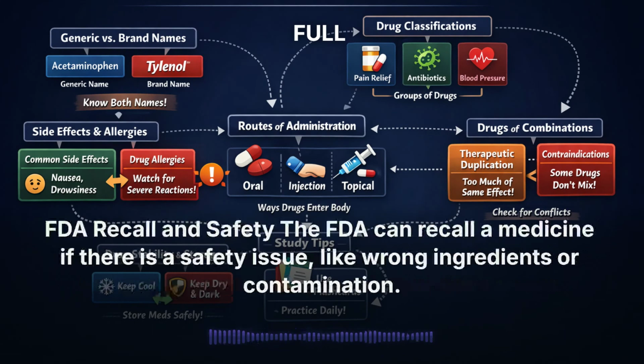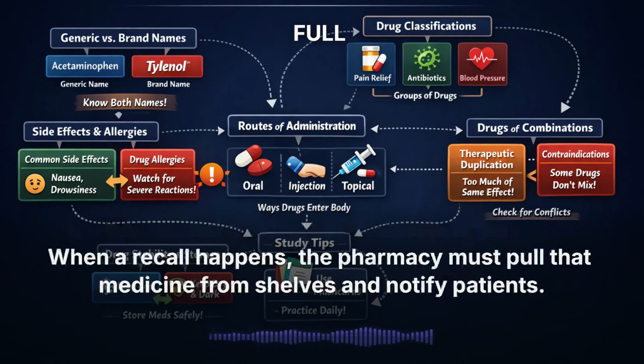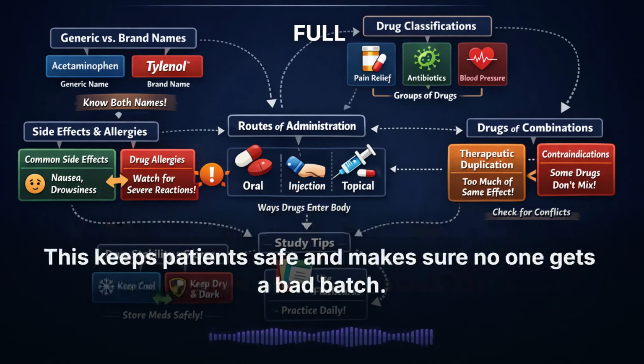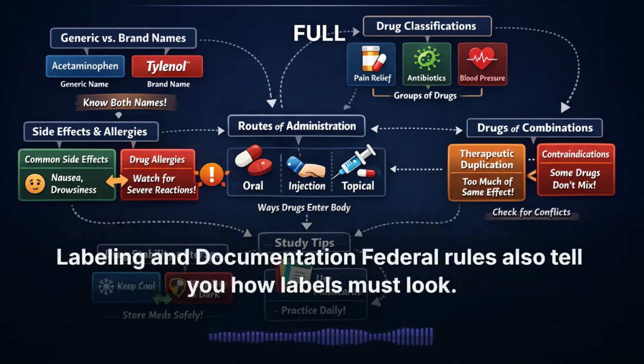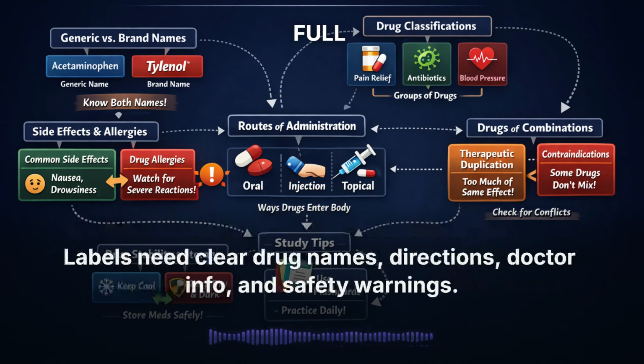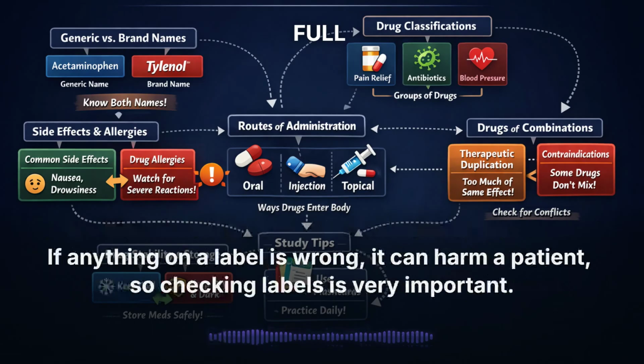FDA recall and safety. The FDA can recall a medicine if there is a safety issue, like wrong ingredients or contamination. When a recall happens, the pharmacy must pull that medicine from shelves and notify patients. This keeps patients safe and makes sure no one gets a bad batch. Labeling and documentation. Federal rules also tell you how labels must look. Labels need clear drug names, directions, doctor info, and safety warnings. If anything on a label is wrong, it can harm a patient, so checking labels is very important.